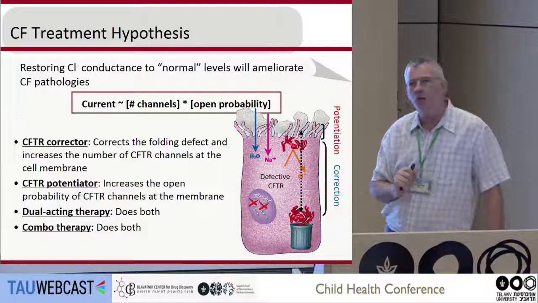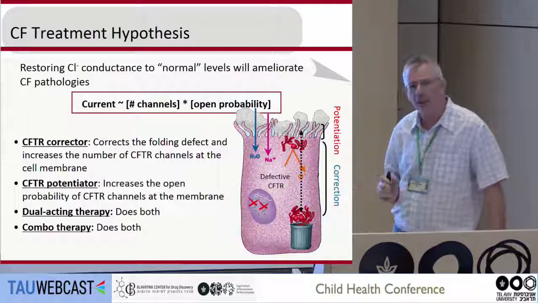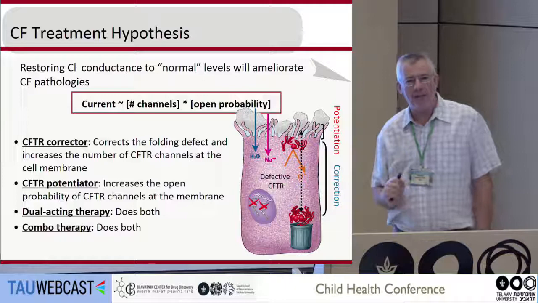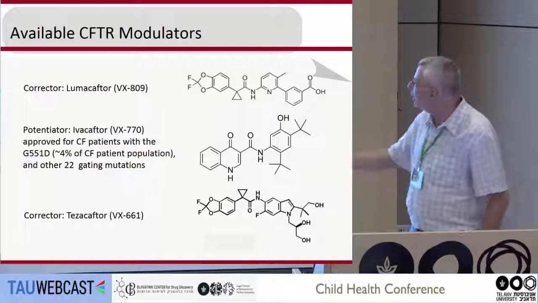So people were talking about this kind of magic bullet, a dual-acting compound, never found any. And then they started working on combo therapies. One compound, which would be, for example, a corrector, put more channels at the cell membrane. The other one would be a potentiator, which would potentiate these channels. And people started talking about dual therapies.